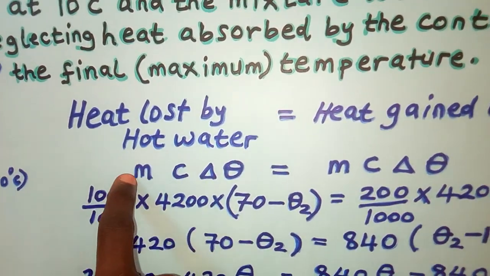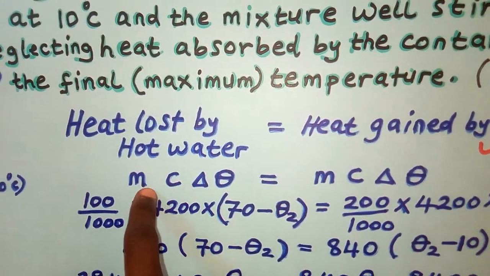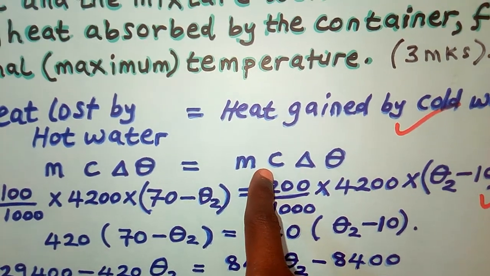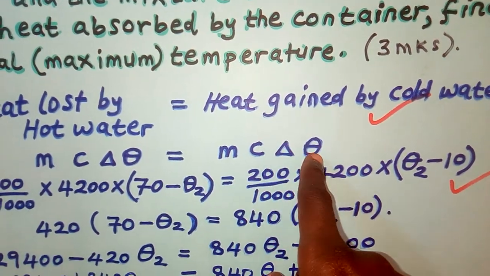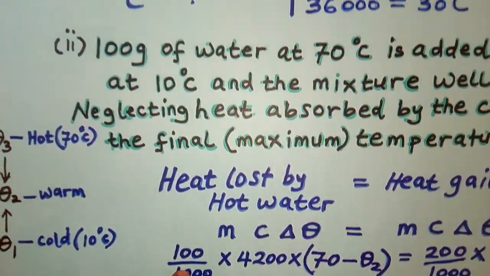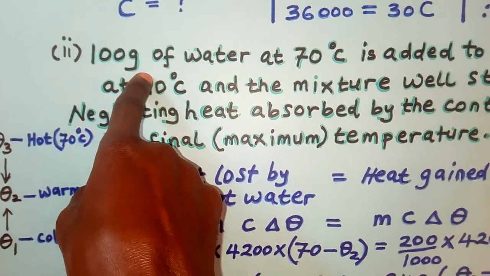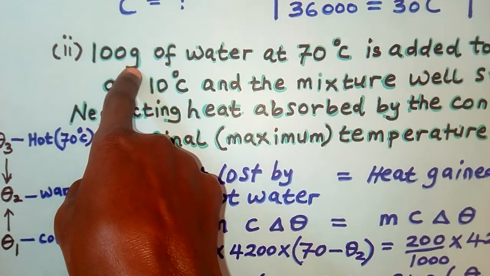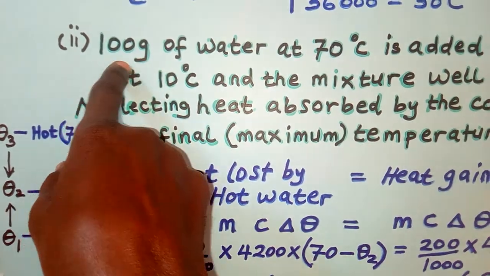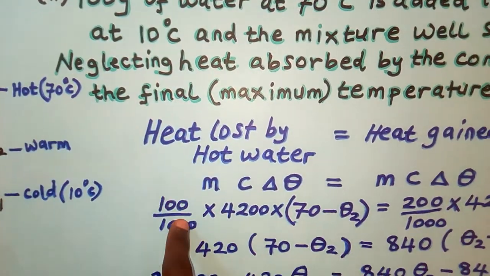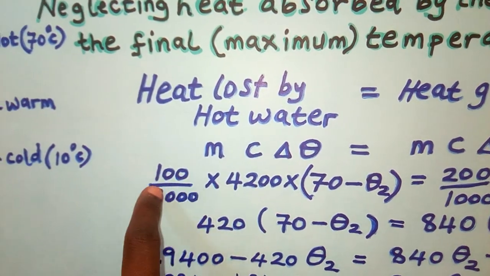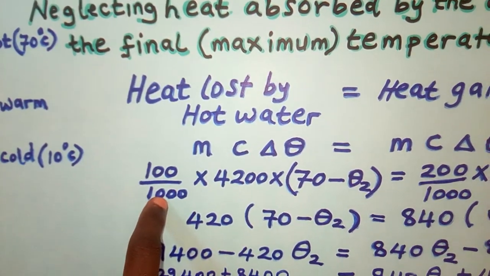So as I said, the formula remains the same: mass times specific heat capacity times change in temperature. Even the heat gained is also mass times specific heat capacity times change in what? Temperature. Now let us substitute. For the hot water, the mass was what? 100 grams. The SI unit of mass is not grams, it is kilograms. So we have to change this mass to kilograms by dividing by 1000. You see? So our mass here is 100, but you divide by 1000 to change grams to kilograms.